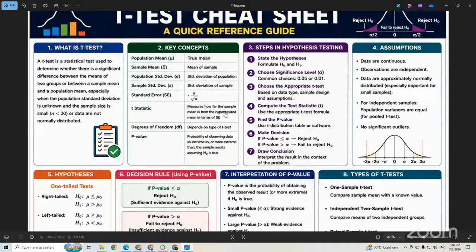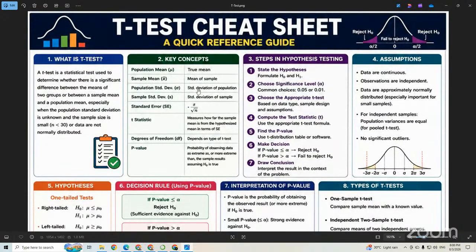So here we define very clearly the t-test. All these tests will help us to use in hypothesis testing. So this is the first one.